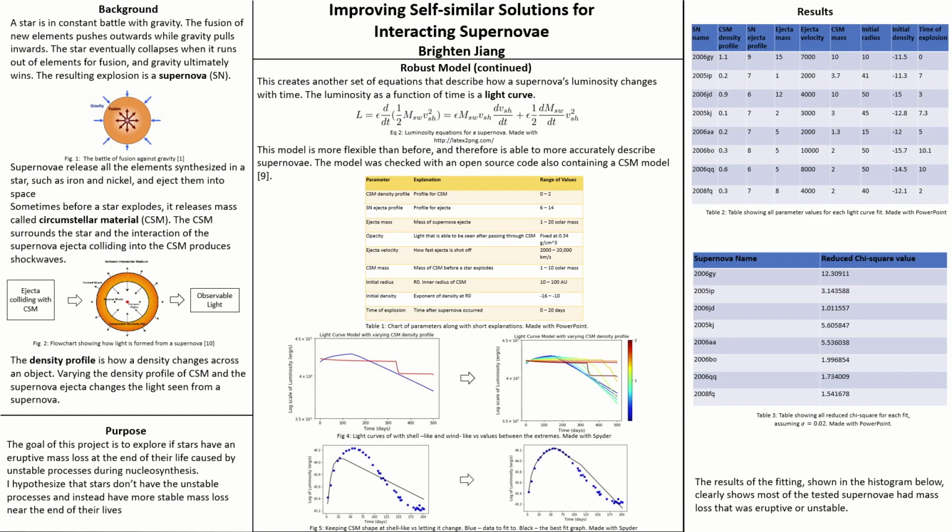Table 2 shows a list of all the parameter values for each light curve fit. And again, the most important parameter was the CSM density profile, which tells if a star had a more stable or eruptive mass loss at the end of their lives. And table 3 shows a reduced chi-square value, which is basically a judge of how well the fit was to the data.